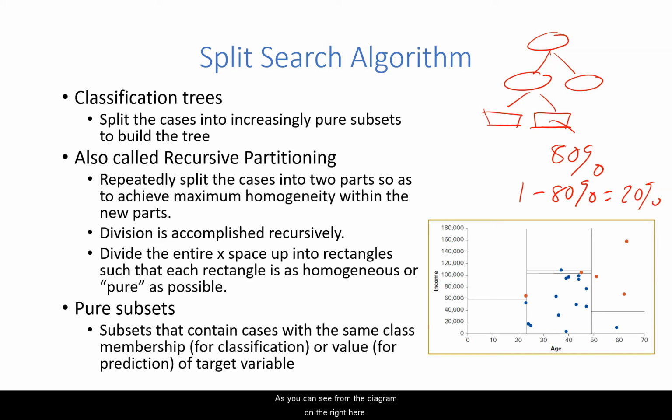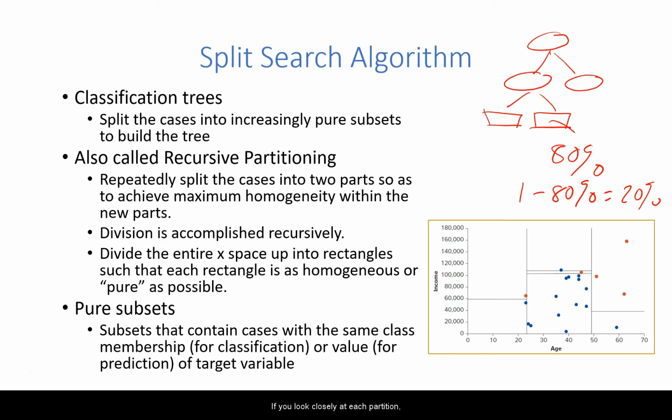As you can see from the diagram on the right here, we have a small data set with 20 cases, shown as 20 colored dots in the diagram. The cases belong to two classes, shown as red and blue dots. The horizontal and the vertical lines represent the splits we made to partition the cases. As you can see, each split is made to further partition the cases in the partitions created in the previous step. That is why it is called recursive partitioning.